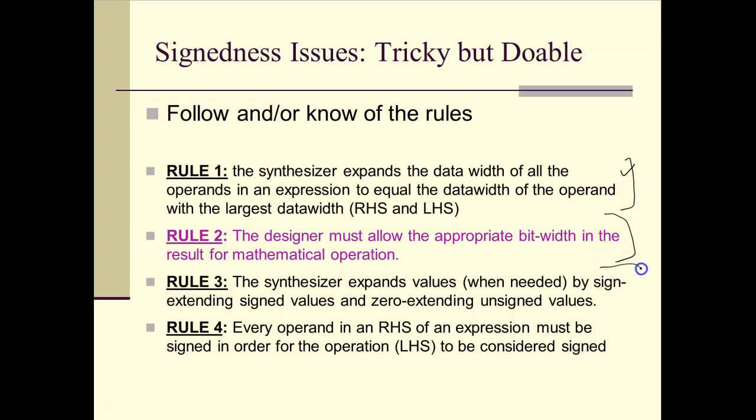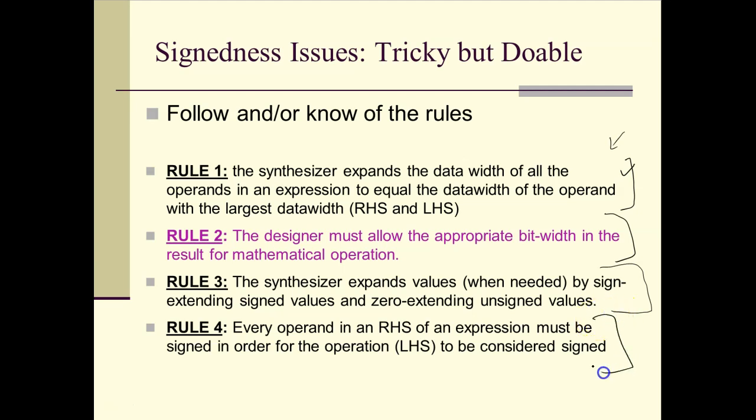So the third thing here is that when I need to expand values up, relative to the first item here, it expands them based on whether they were declared as signed or unsigned values. So signed values get sign extended, and unsigned values, which are essentially values declared without the signed keyword, are zero extended.